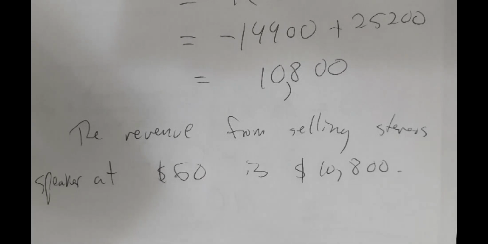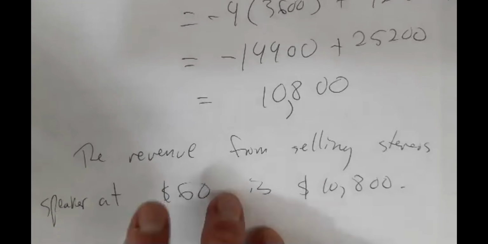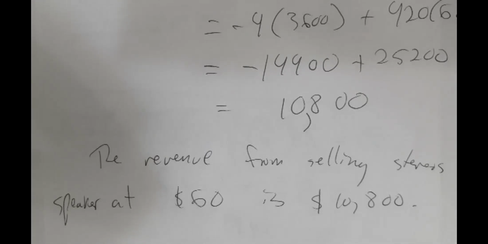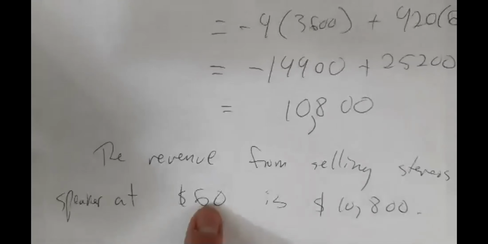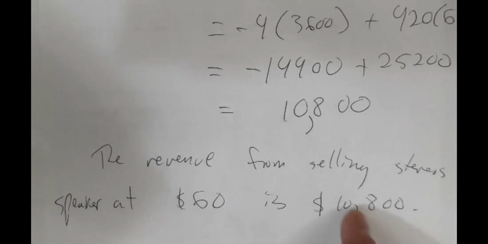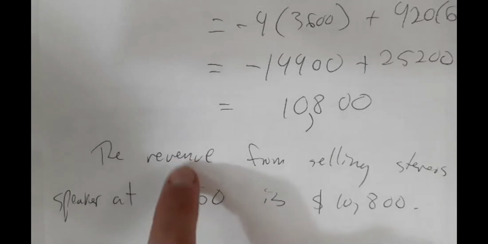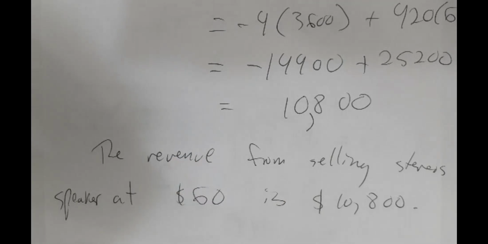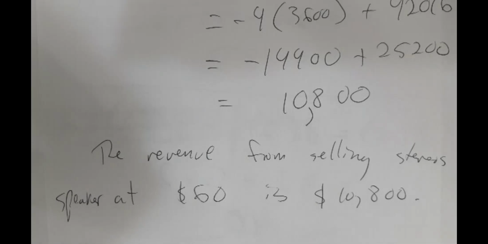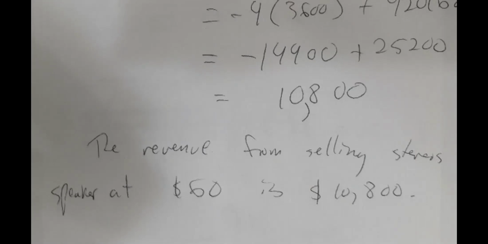Hopefully you can deduce this from the problem. This is what's kind of expected: to be able to pick out the X, know what its units are and what it's representing. To be able to pick out your Y, know what its units are, and know that it's representing revenue. There are multiple ways you can word these things, but it has to convey that information somehow. You can make $10,800 from selling speakers at $60. This is also another way to word it.